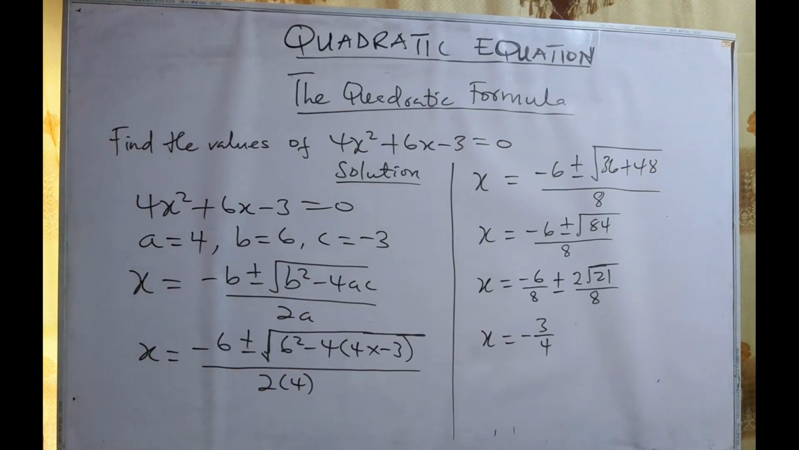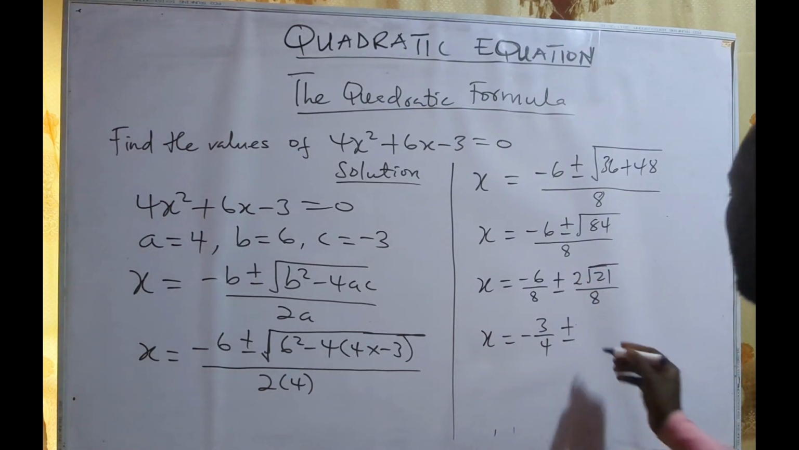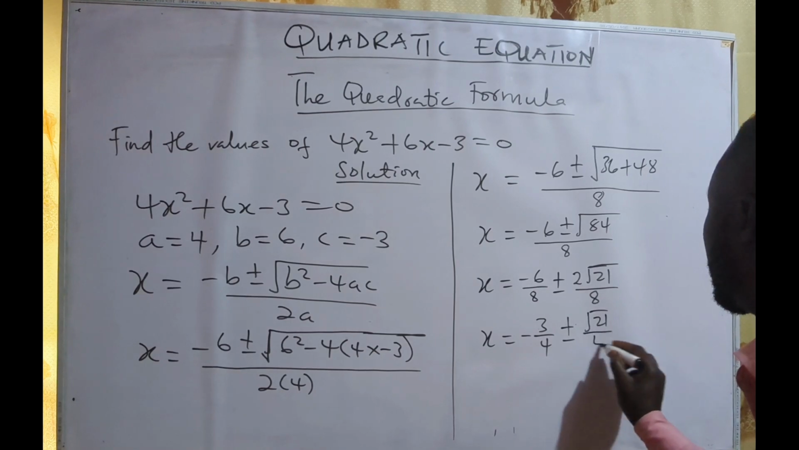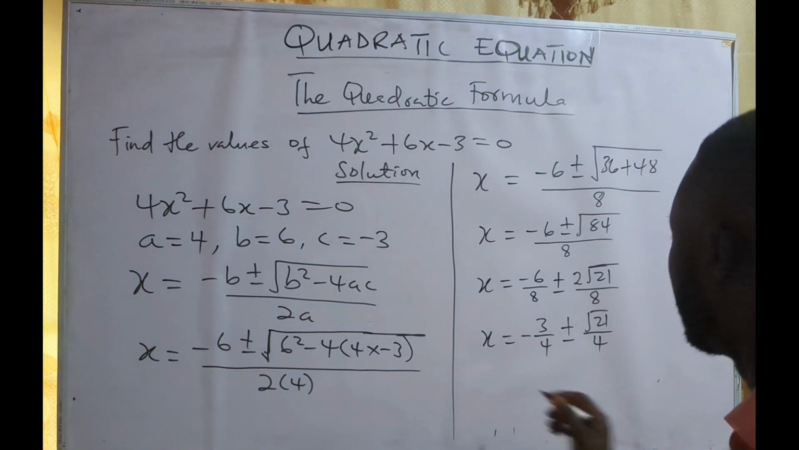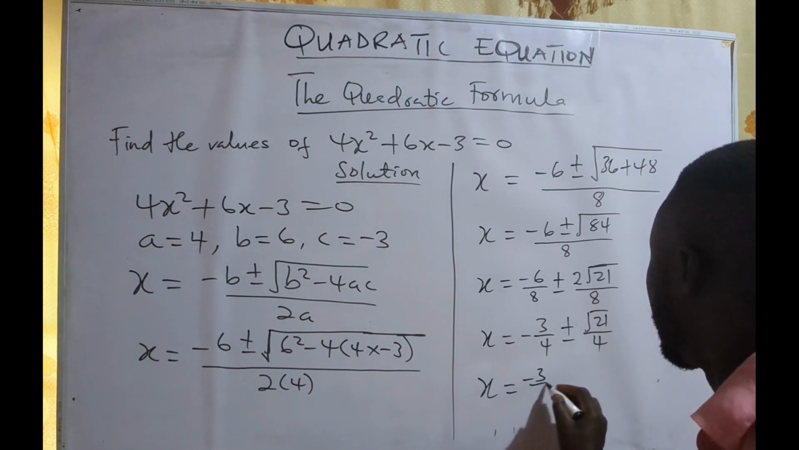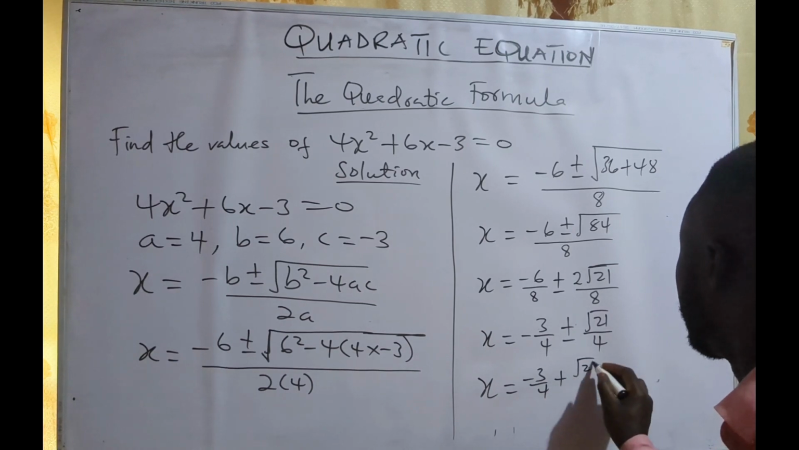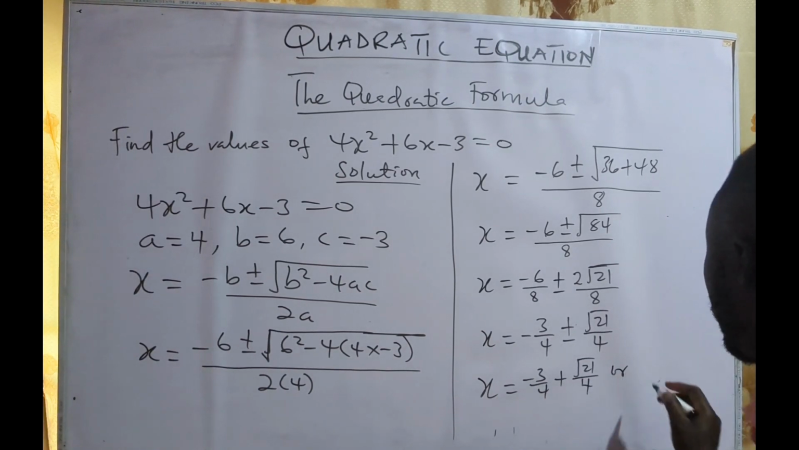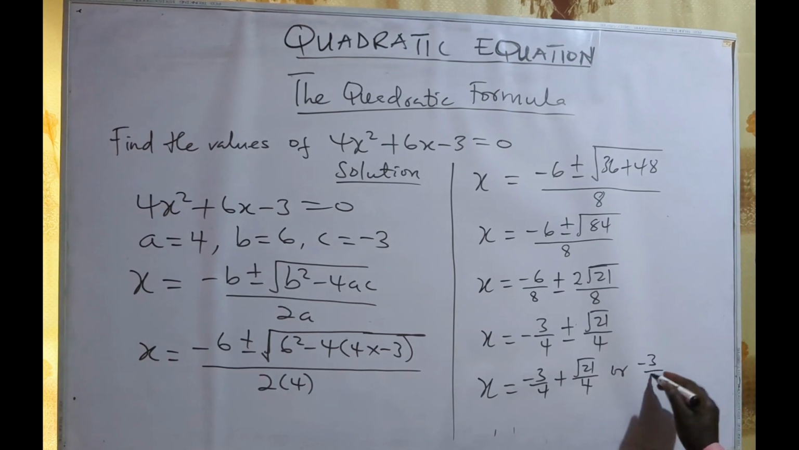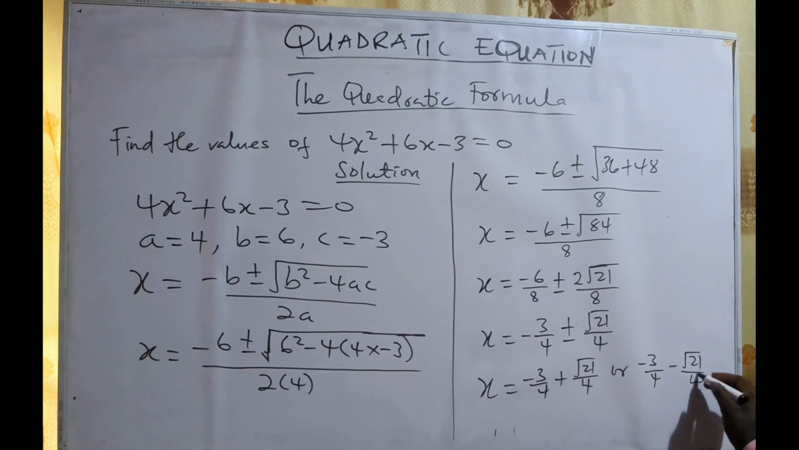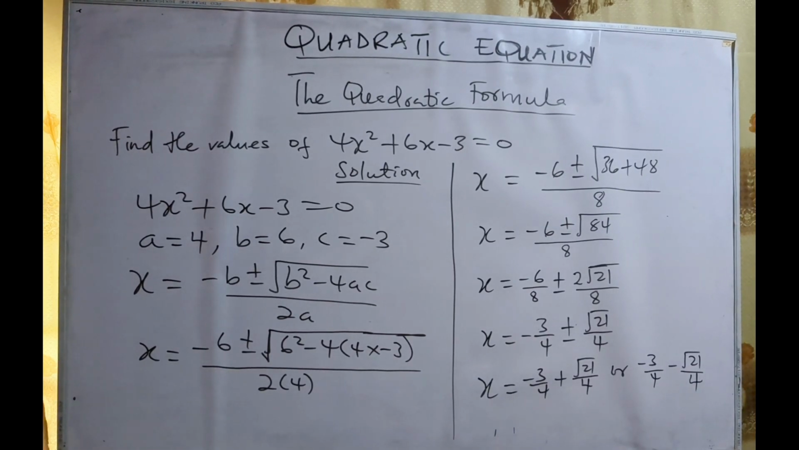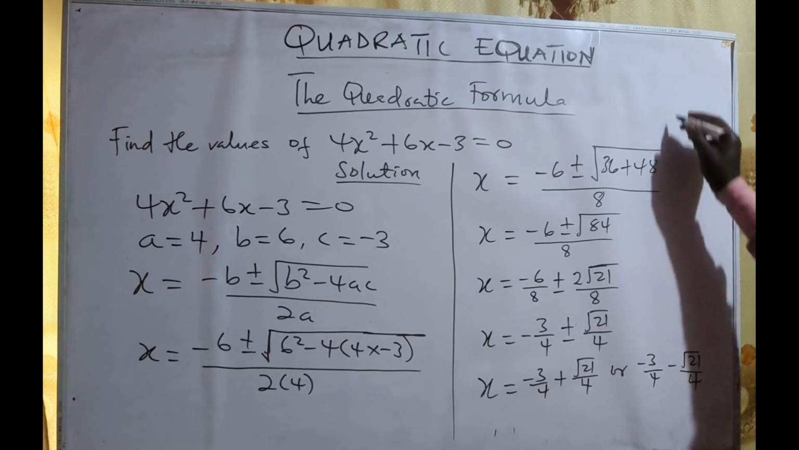Alright? Then plus or minus, 2 will go here, 1, 2 will go here, 4. So root 21 also over 4. So that 2 goes into 8 will give me 4. So what will be my answer? My x can be equal to minus 3 on 4 plus root 21 on 4, or minus 3 on 4 minus root 21 also on 4. So these will be the two values of the x.